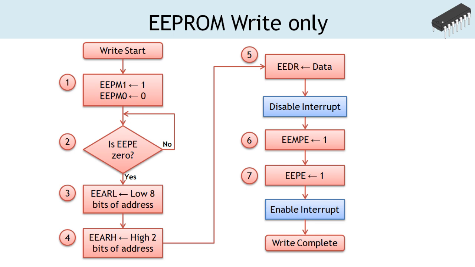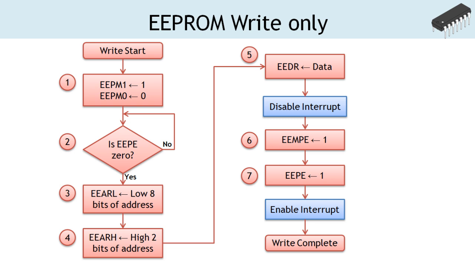The steps in the write only operation are very much similar to the erase only operation. The first step in write only operation is to initialize the EEPROM into write only mode. It is done by assigning the value 10 to the EEPM bits in the control register. Then the completion of the previous write or erase operation is checked by polling the EEPE bit. This bit must be cleared for the operation to proceed ahead, else the operation must wait for the bit to be cleared. Then assign the address to the address register pair.